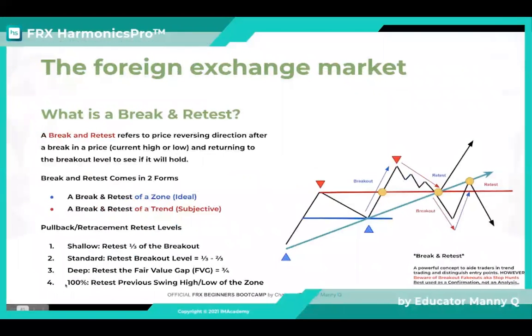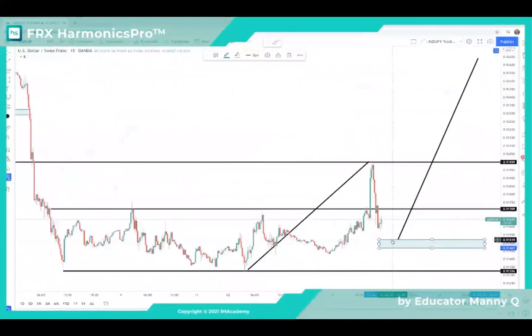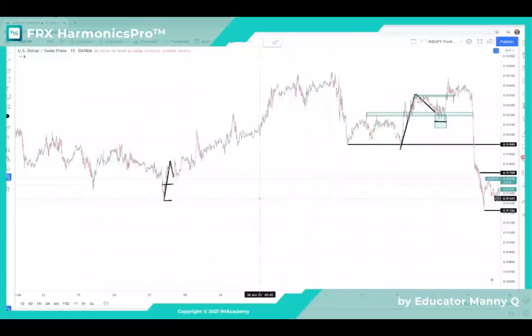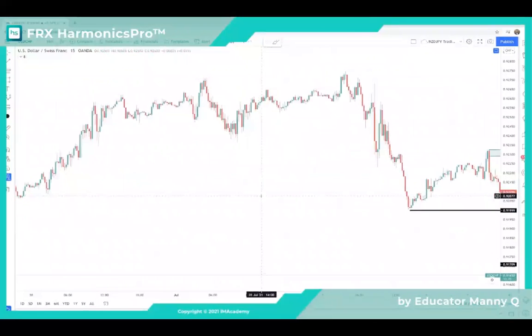Now, moving forward, there is a third retracement or a third pullback level, and this is a 100% retracement. This is where the market retests the entire previous swing low or swing high of that zone. This is where the market completely bottoms out and then goes in the direction of the market. And this can have everything to do with institutional order flow and market manipulation as well. So let's take a look at a different example of a 100% retracement. So here goes a 100% retracement.